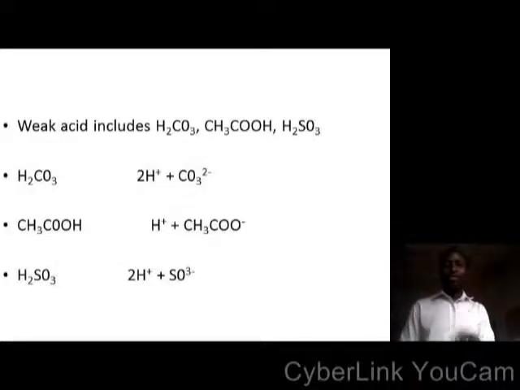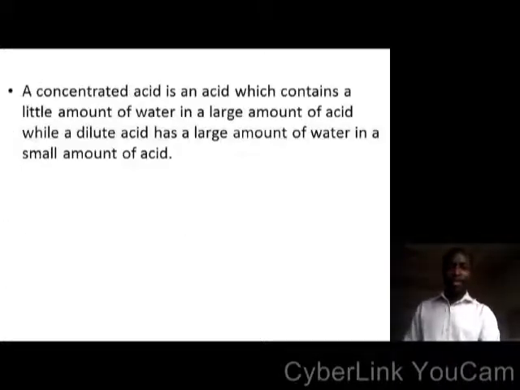That one breaks down to give 2H plus and CO3 2 minus. The second one the same thing. The third one the same thing. So listen to this over and over again. Now you shall know where you are going.